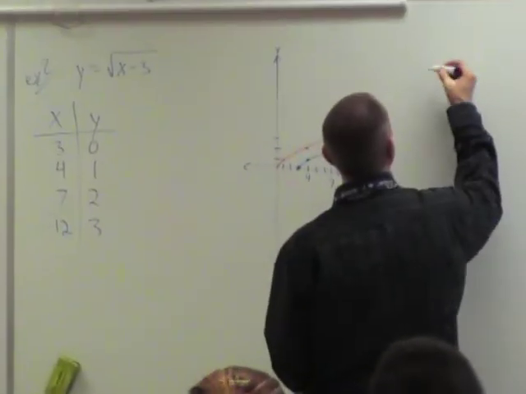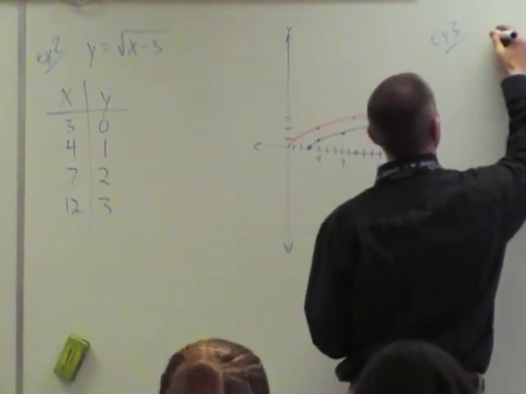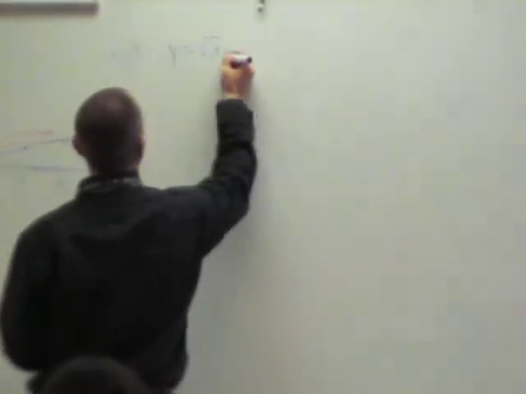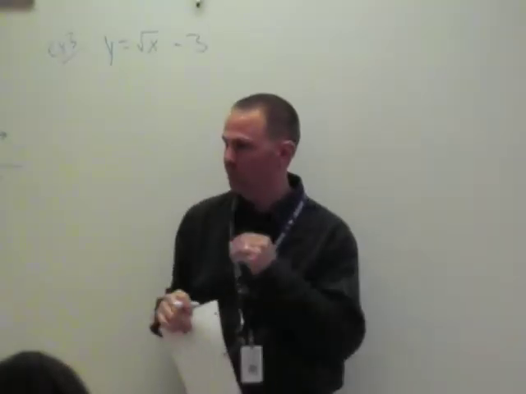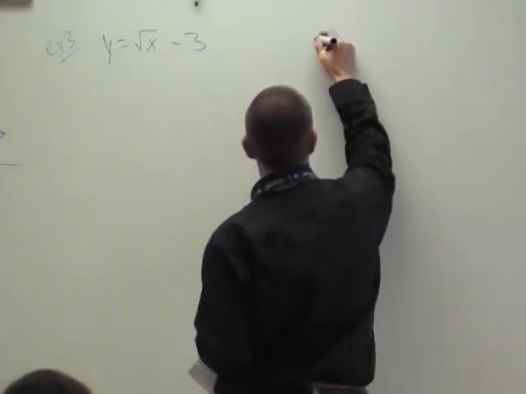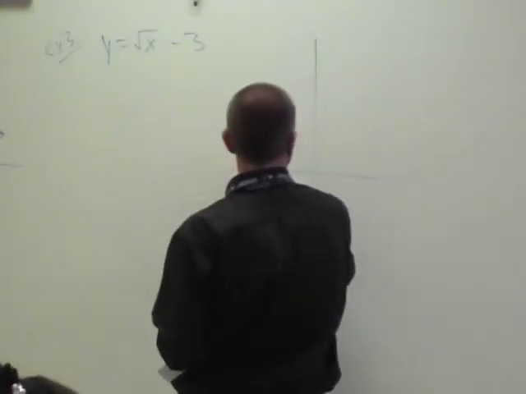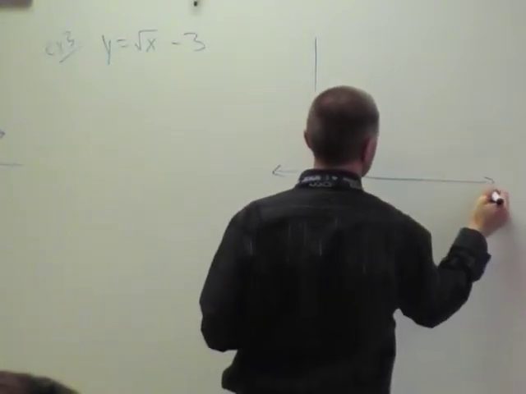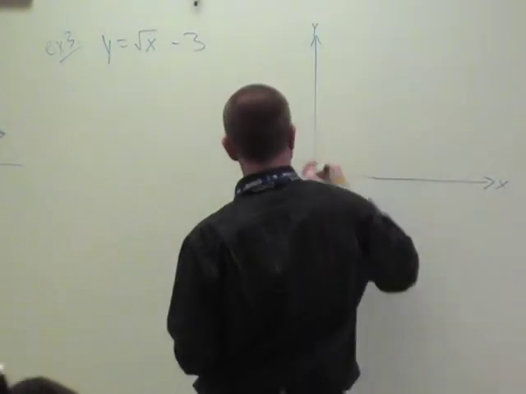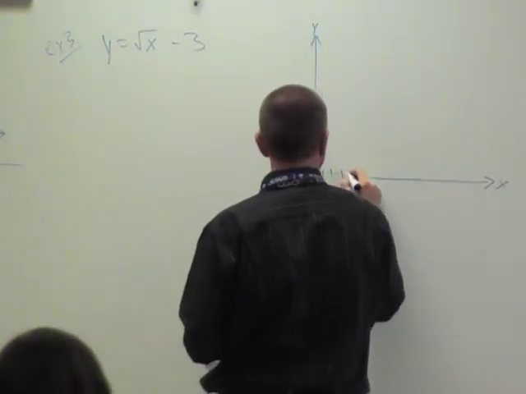Example 3. Okay, so good. How about this one? y equals the square root of x, and then minus 3 on the outside of the radical. And I'll draw the graph of the original.